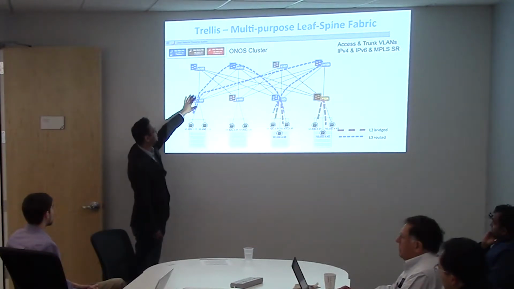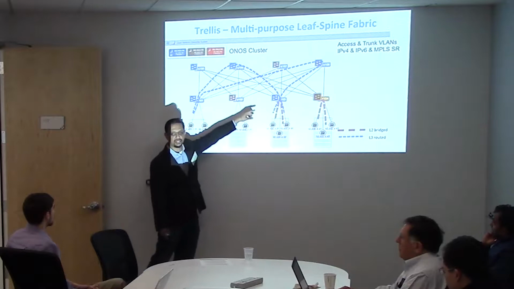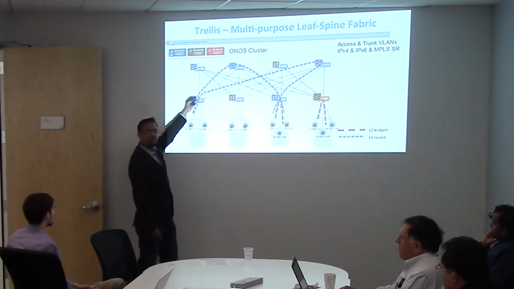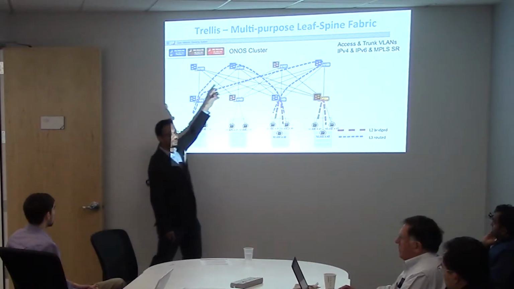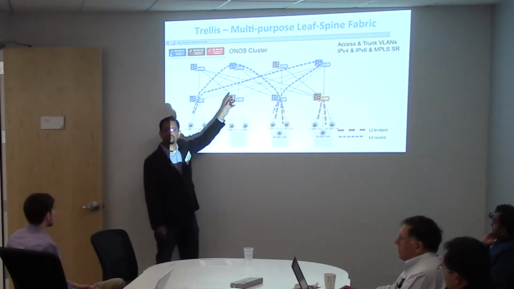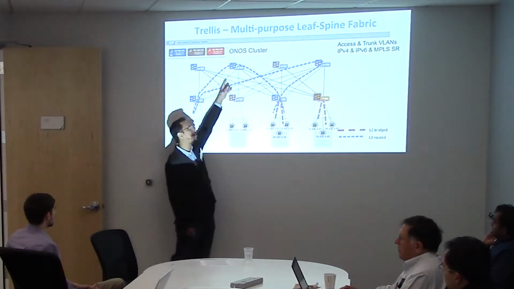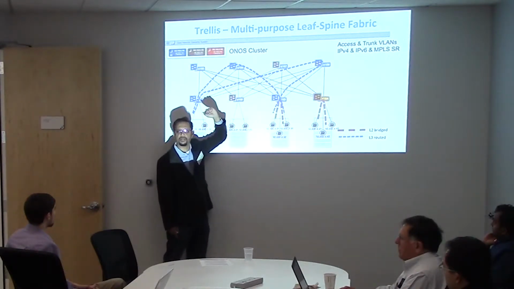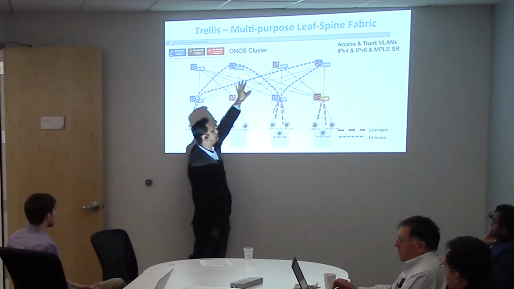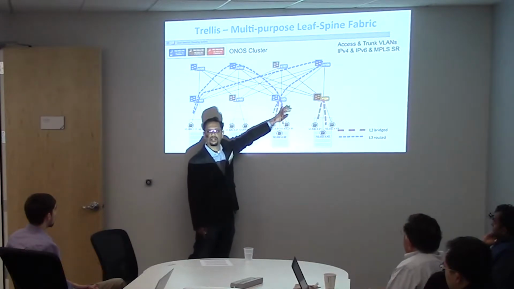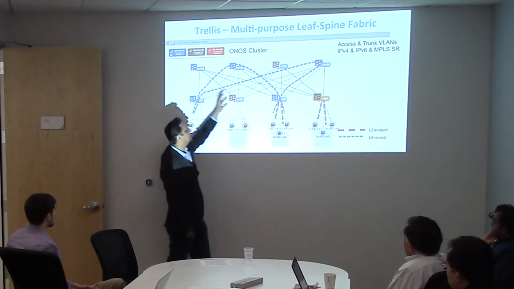So basically, when traffic enters this particular leaf and it's destined to another leaf, we push an MPLS label, and the spines only forward on the basis of those MPLS labels. So there are no IP lookups that happen in the spines. On the basis of the label that designates the destination leaf, traffic is forwarded from the spines.